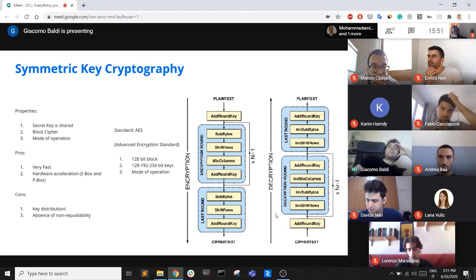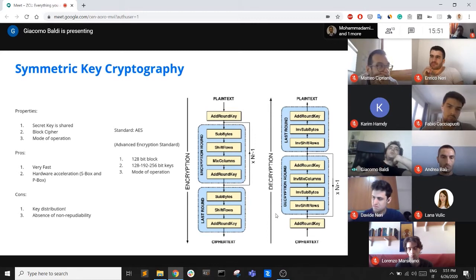There is another aspect of symmetric key cryptography, which is the mode of operation, but let me skip it for the moment. We will see it in the next slides. I want to address the pros and cons of symmetric key cryptography. The pro is that it's extremely fast.